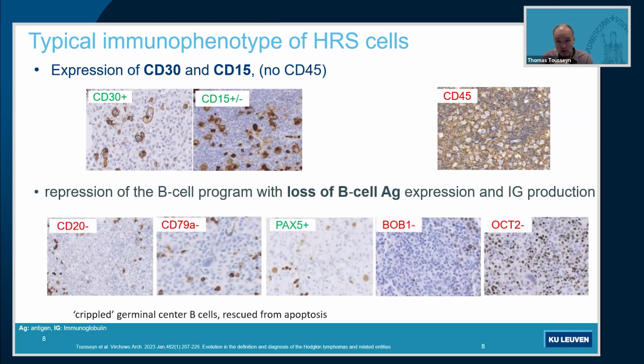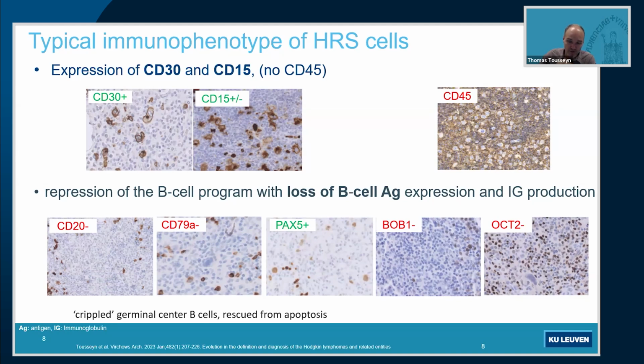What is interesting is that it took a long time before it was clear what the origin of this cell was. It was long thought that it had a histiocytic origin because of the large amount of cytoplasm, and also because no clear expression of a B-cell program was determined. If you look at several B-cell markers outlined here, CD20, CD79A, BOB1, OCT2, they're all negative in these cells. The only marker that indicates that the cell has a B-cell origin is PAX5.